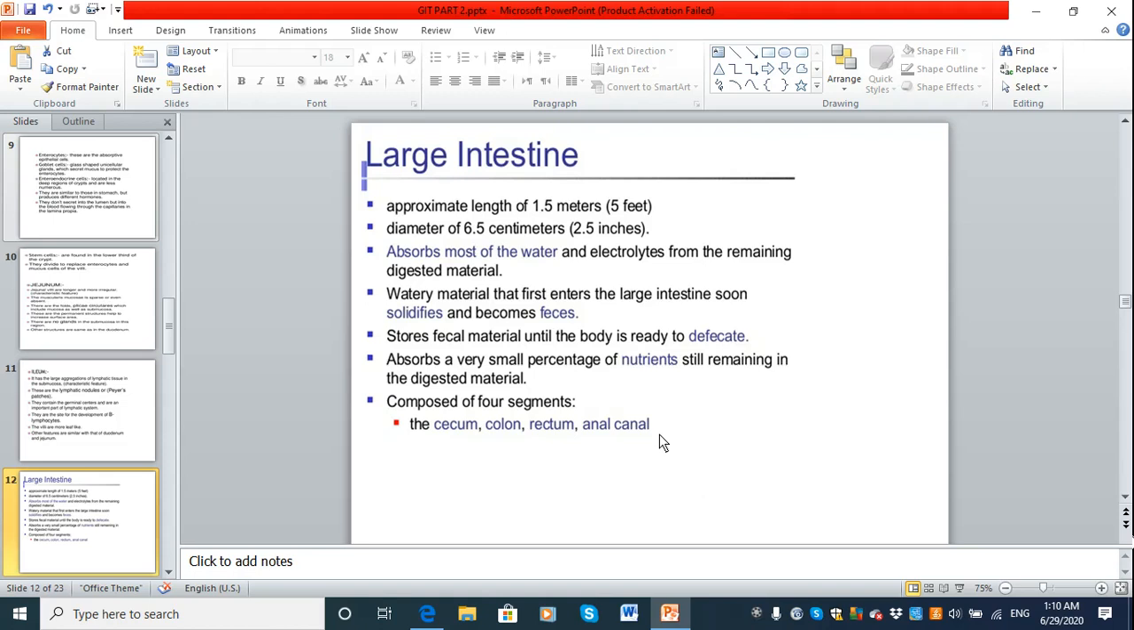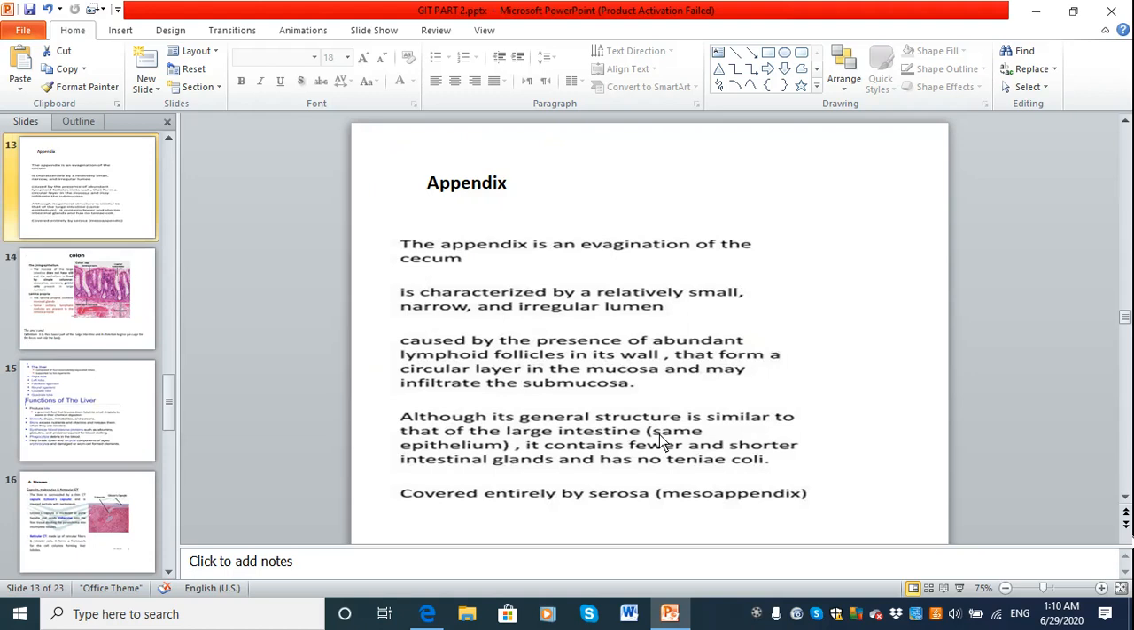The absorption rate is a very small percentage of nutrients still remaining in the digested material. Large intestine, as I said, in the small intestine we have 3 segments, but in the large intestine we have 4 segments. We have cecum, colon, rectum, and anal canal. So let us start with the appendix. The appendix is like an evagination of the cecum.